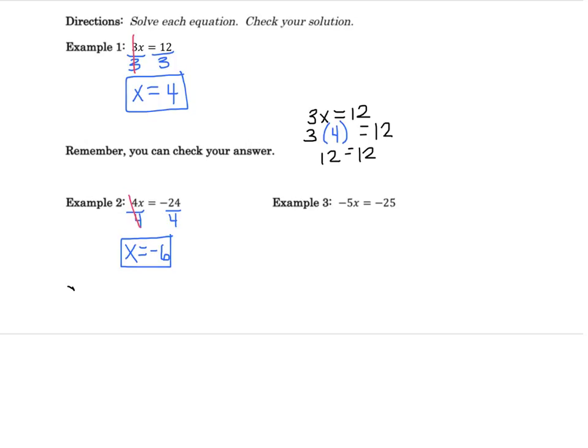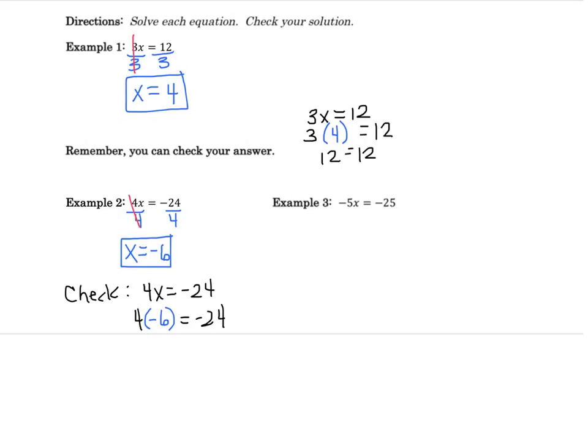Now remember, you can always check it to see if it works. So we have 4x equals negative 24. We're going to substitute our answer we just found, which was negative 6. So does 4 times negative 6 equal negative 24? Yes, it does. So we found the right answer. Let's look at example 3.